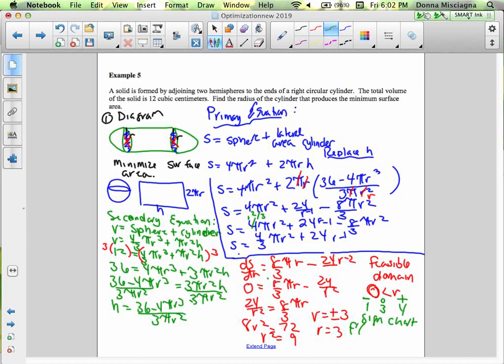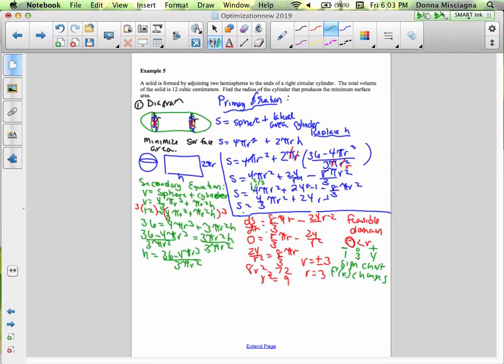And f prime of x changes from negative to positive at x equals 3. It's a good idea, by the way, to do both, especially if it's a test. So x equals 3 is a relative minimum.